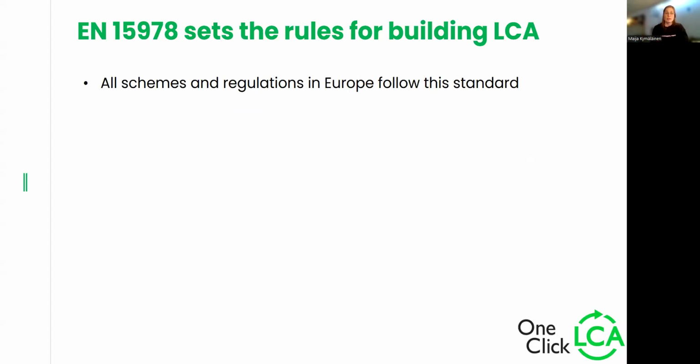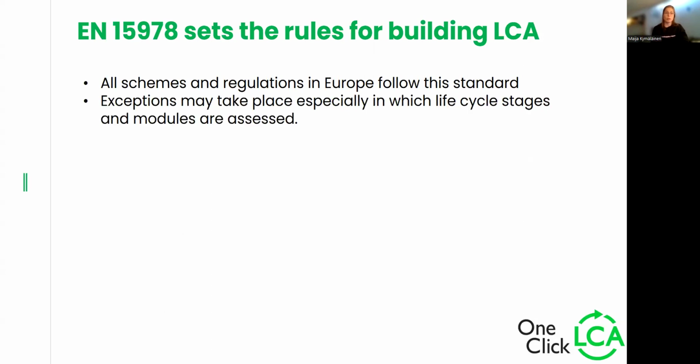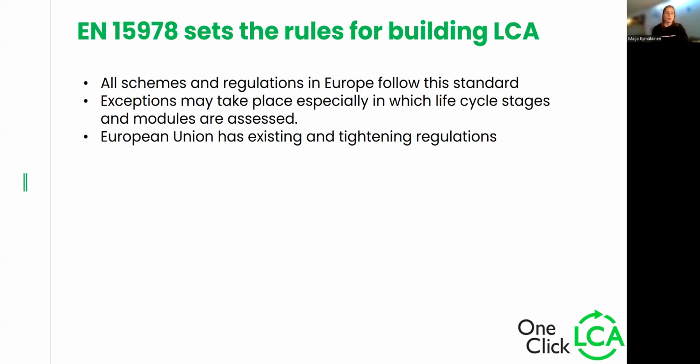So the EN 15978 sets the rules for building LCA. So all schemes and regulations in Europe follow this standard. Exceptions may take place, especially in which life cycle stages and modules are assessed. But the European Union has existing and tightening regulations regarding this as well.